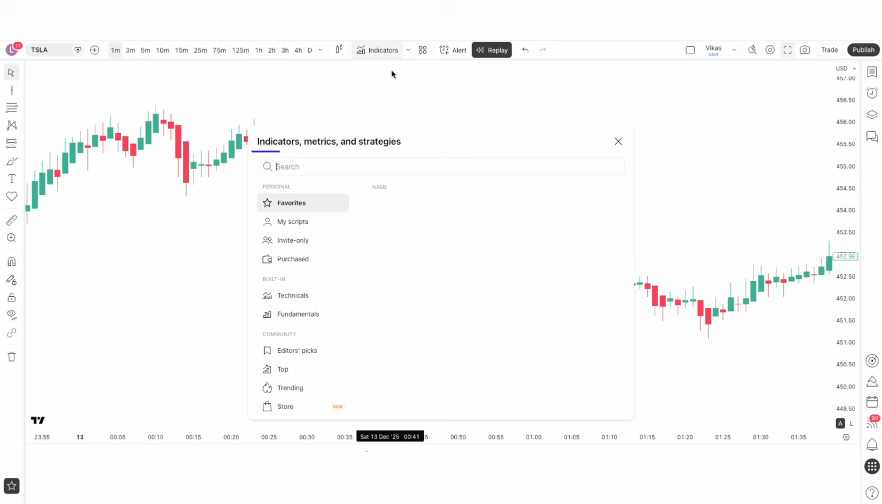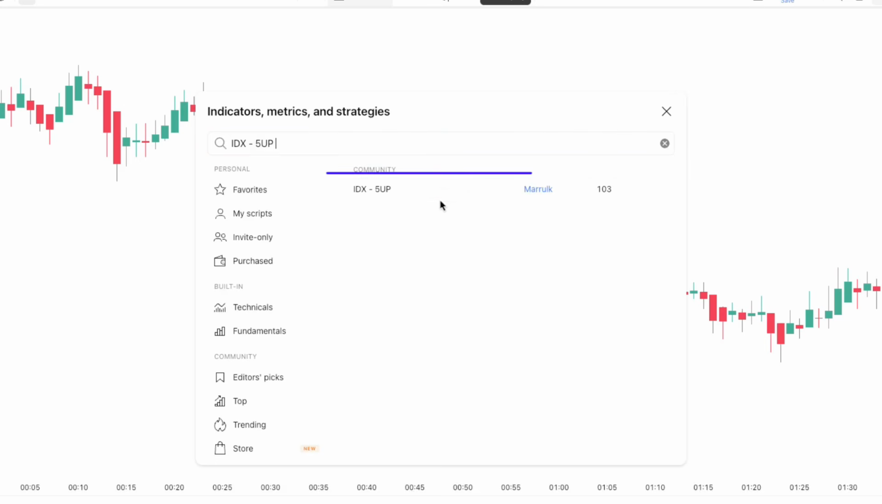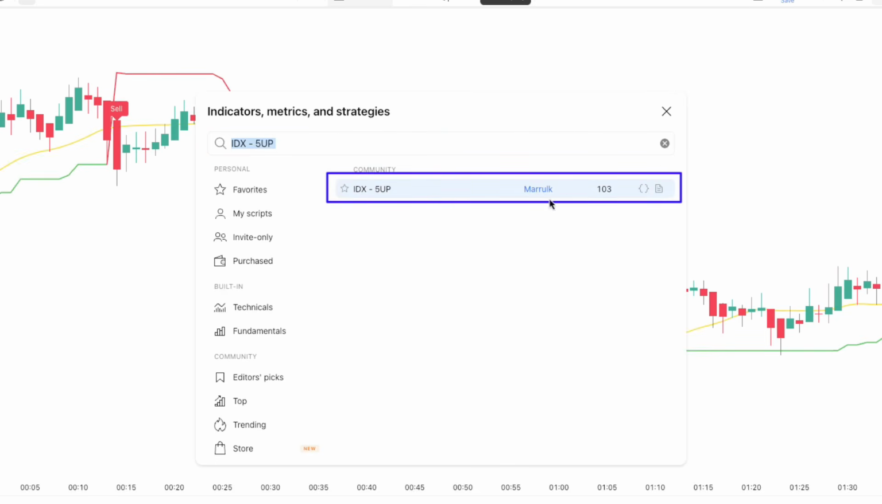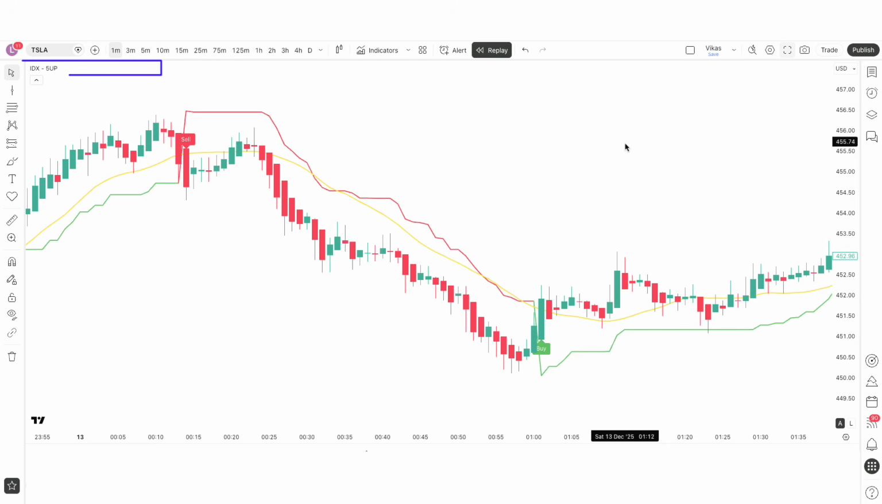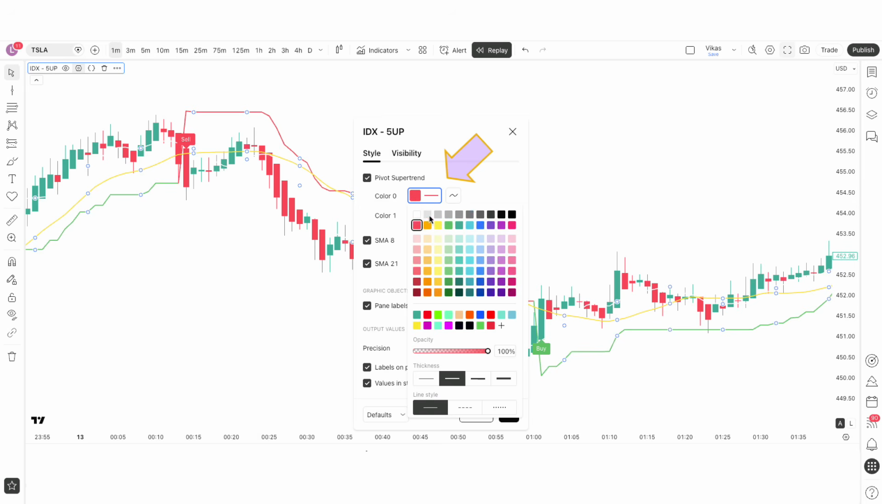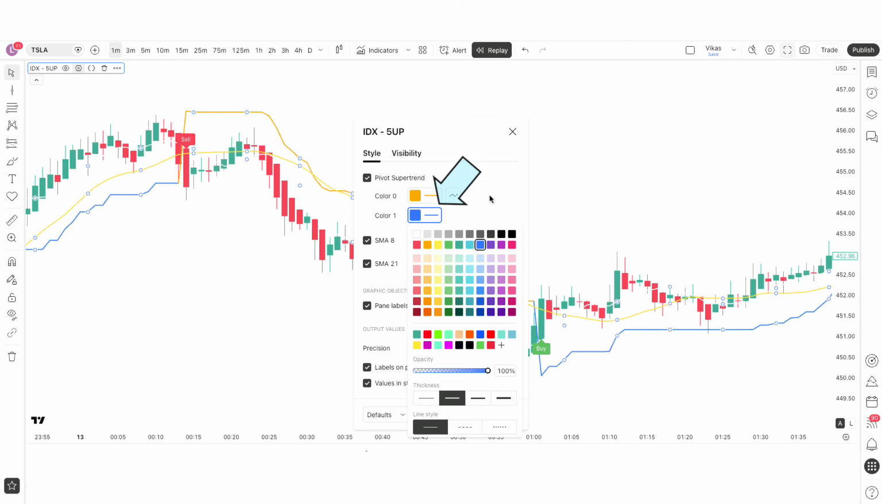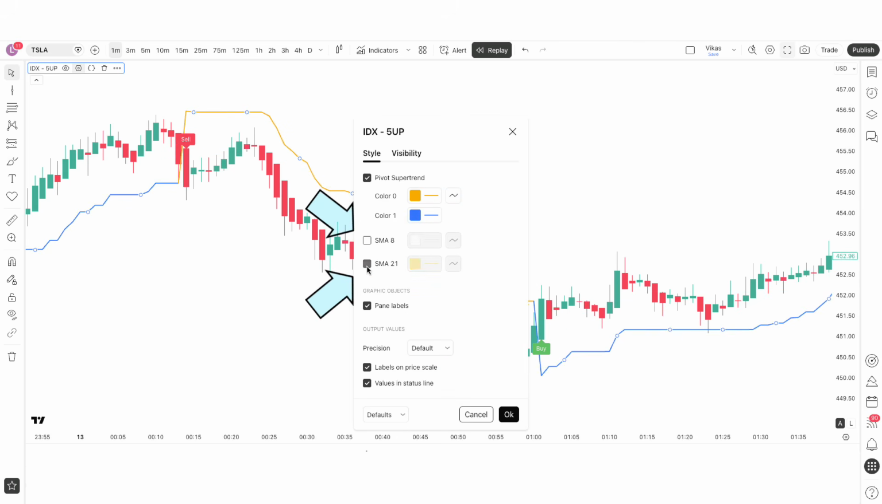Head over to the Indicators tab and search for the IDX5 UP. Select the indicator made by Maralk and add it to the chart. Now the indicator settings change for perfect signals. First, change Pivot Supertrend color 0 from red to orange, and change color 1 from green to blue. We have to keep these options hidden. Everything else is fine after that.